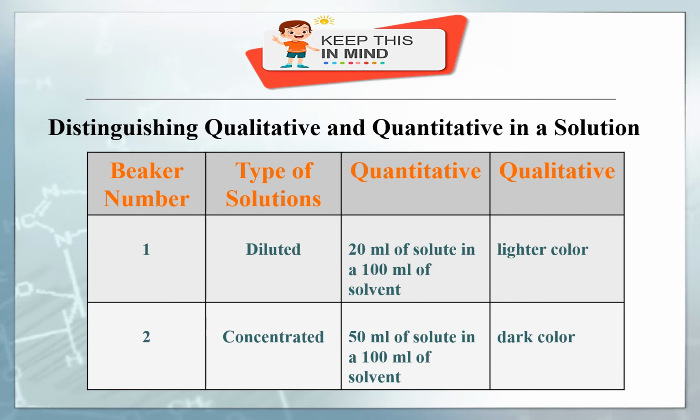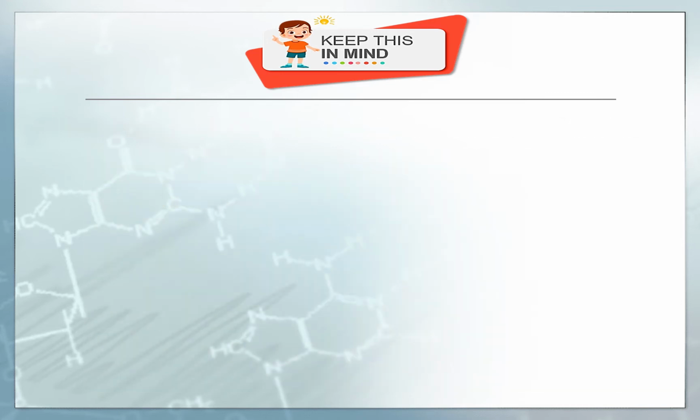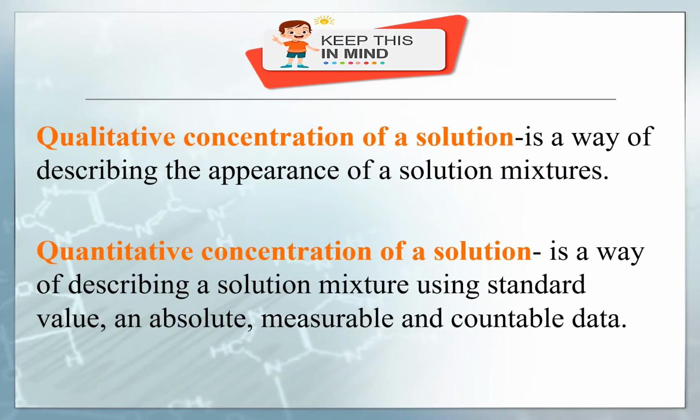In beaker number 2, the quantitative is 50 ml of solute in 100 ml of solvent. The qualitative describes it as darker color or dark color. When we say qualitative concentration of a solution, it is a way of describing the appearance of a solution mixture. And when we say quantitative concentration of a solution, it is a way of describing a solution mixture using standard value and absolute, measurable, and countable data.